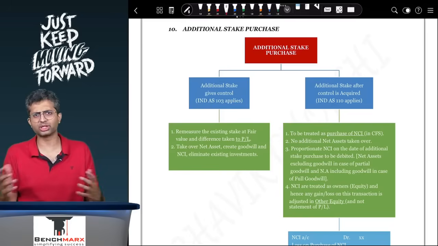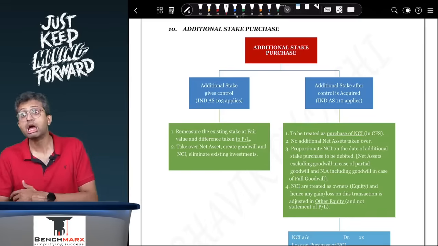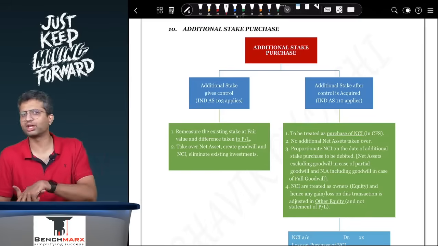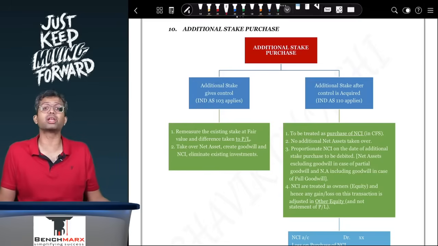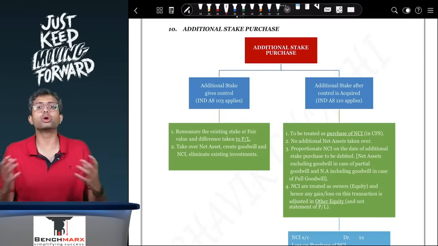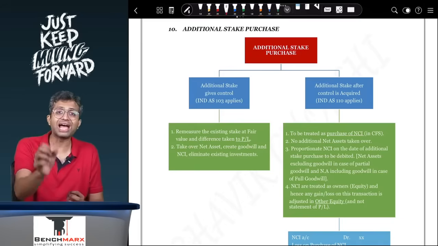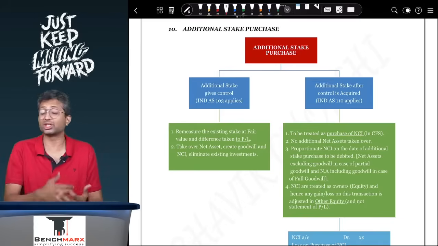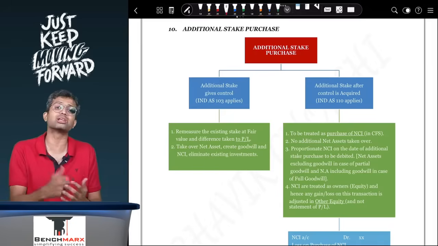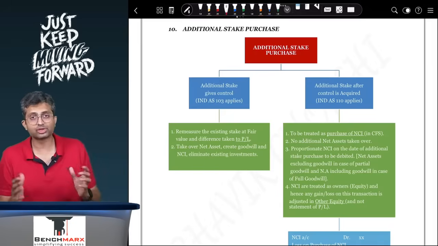I don't show the investment in subsidiaries, so it is not a purchase of investment. Should I show it as a purchase of net assets? The answer is again no, because I've already consolidated 100% of the net assets, even when I had an 80% stake. Then how do I show this? Well, this is shown as a purchase of NCI. Because earlier there was a 20% NCI, which is now no longer there, and hence you show it as a purchase of NCI, in which case what do we do?